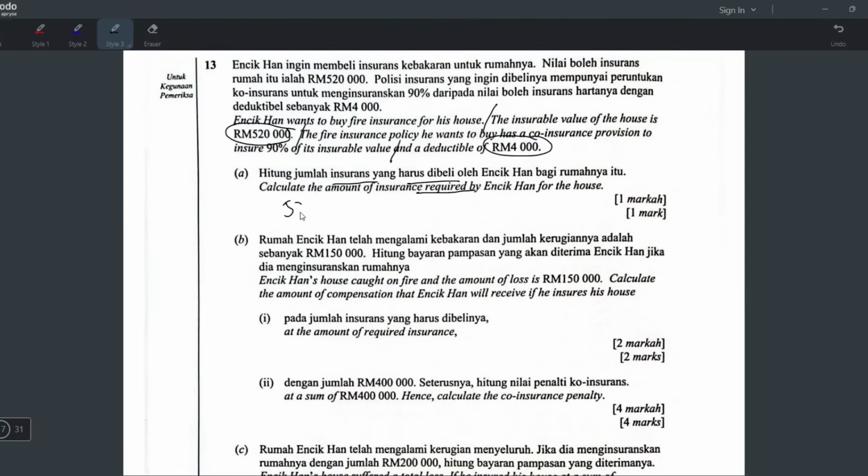So how to find? 520,000 darab dengan 90%. Okay, yang 4,000 tu you jangan tolak dulu guys. I see one student, they go and take this one tolak dengan 4,000 and then baru darab dengan 90%. Itu medical insurance lah. Kalau medical baru you tolak dulu. If on medical, then you will tolak dengan deductible, then baru darab dengan percentage, right? Tapi itu medical insurance. Don't mix them up. Medical dia punya step lain dengan fire insurance. So please don't make that mistake. So this is the correct way. You darab saja. Okay. Alright. My calculator give me RM 468,000. Macam tu.